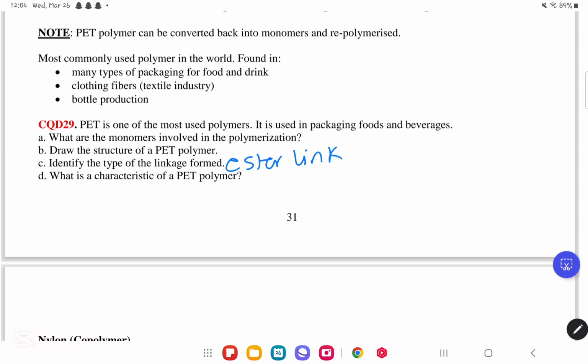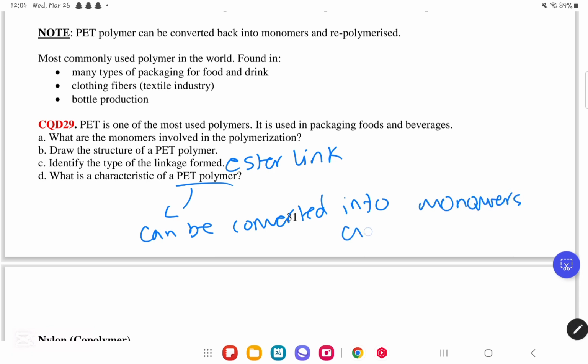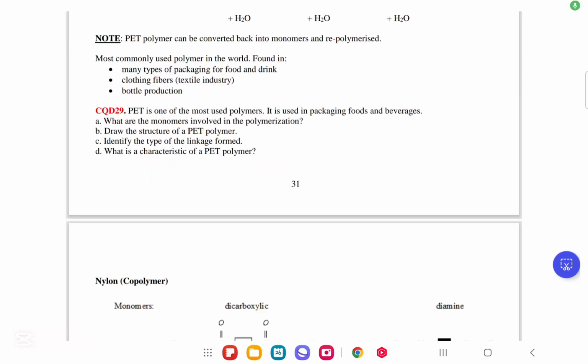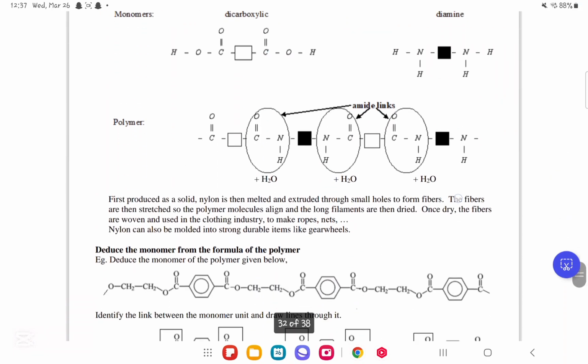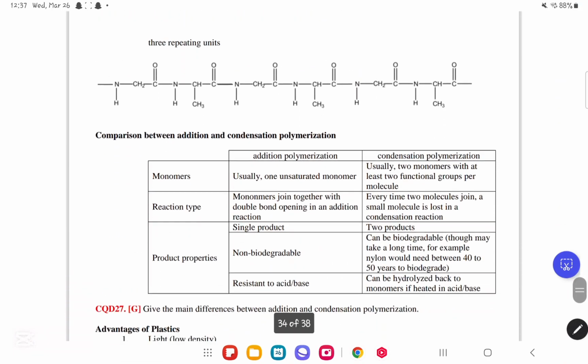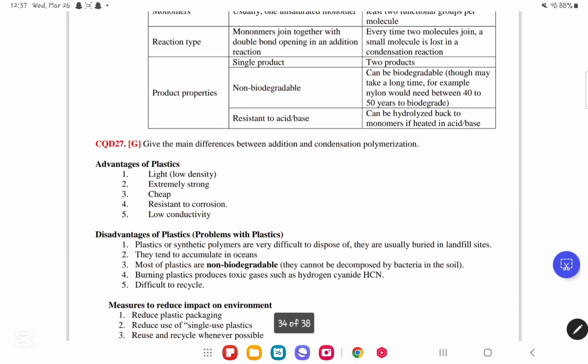Now what is a characteristic of PET polymer? PET polymer can be converted into monomers and repolymerized. Okay, so that's it for CQD number 29. Now we will move on to CQD number 27, grid.